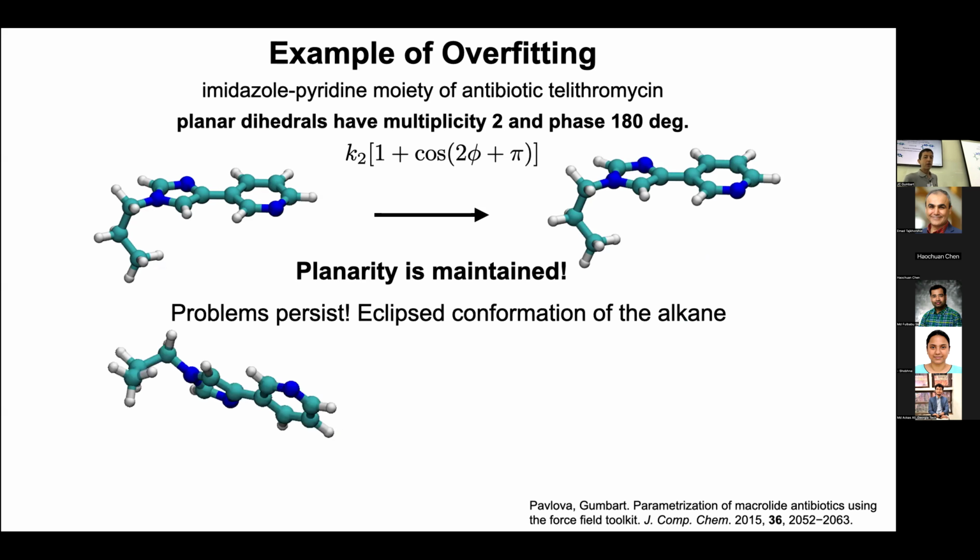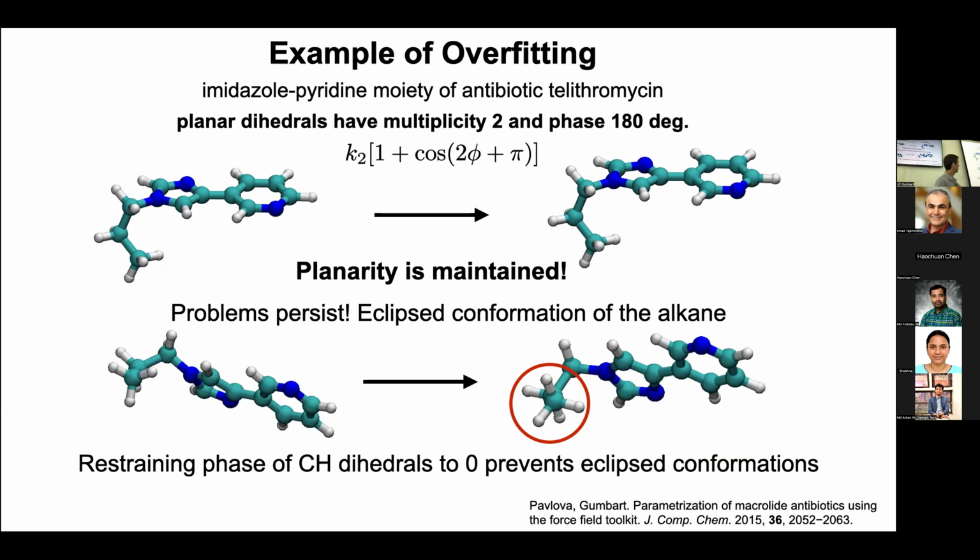Now you can actually still have other issues like the eclipsed conformation of these groups there. And you can take care of this by restraining the phase of those dihedrals to 0. Again, this is basically saying that math and optimization algorithms are no replacement for knowledge of the chemistry of your molecule. But I'm not a chemist. What do I do? I'm a lowly physicist. I don't know these things. I don't even know what to call them.